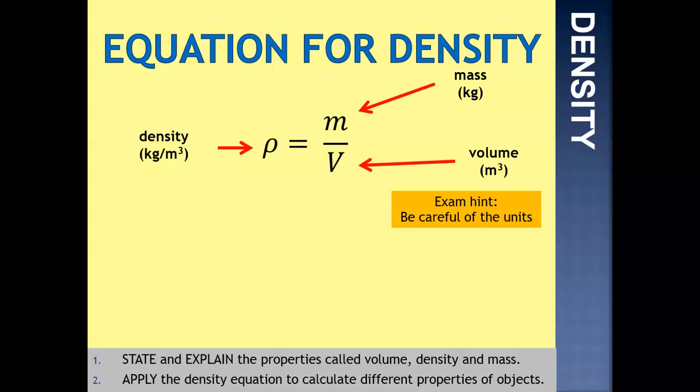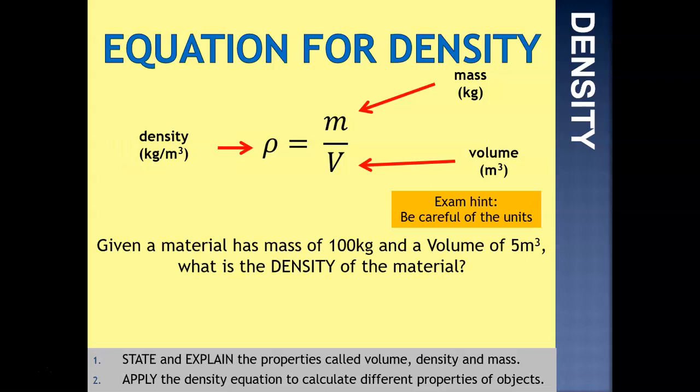So let's look at a quick example. If we're given a material that's got a mass of 100 kilograms and a volume of 5 metres cubed, what would the density of that material be? Please pause the video, grab hold of a calculator and calculate the density for me there. Remember, density is mass over volume.